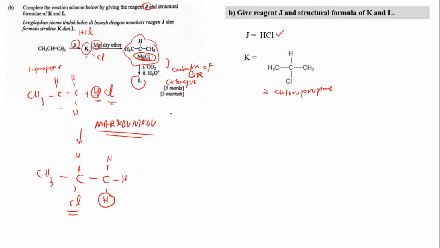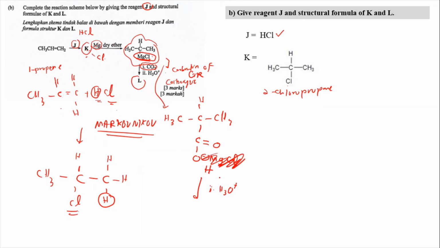So what's going to happen here is that it's going to become H3C, CH, CH3, and then carbon dioxide is going to enter here and form MgCl. The first step is carbon dioxide. So it's going to become C double bond O, MgCl, and then the second step it will undergo hydrolysis. The MgCl here is going to be removed and replaced with hydrogen. So at the end it's going to produce a carboxylic acid.